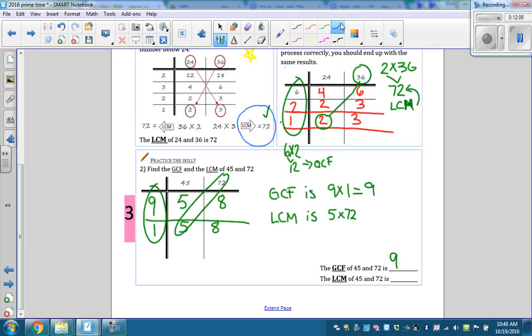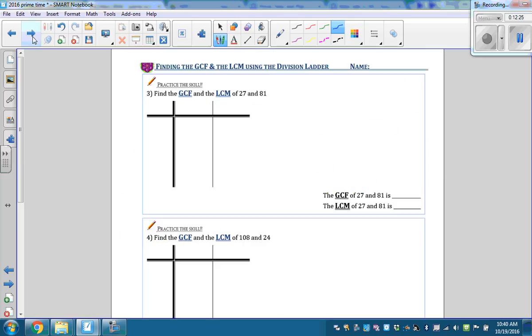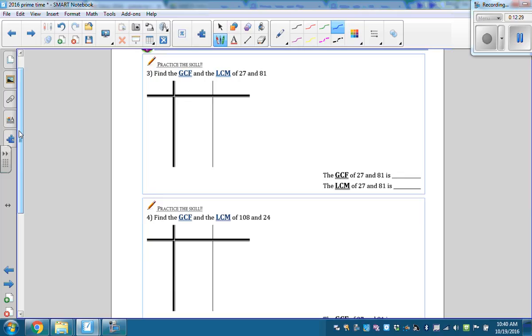That's a good opportunity to use the area model. 5 times 72, 350, plus 10 is 360. These were the practice problems.